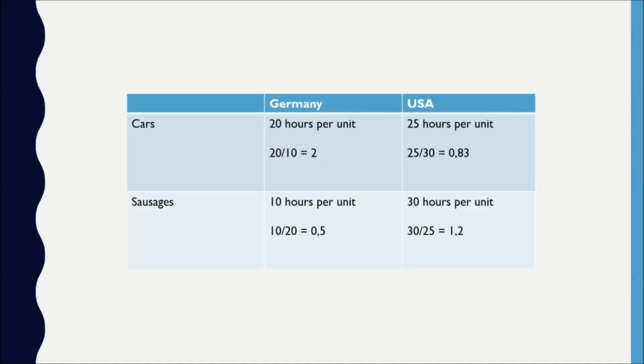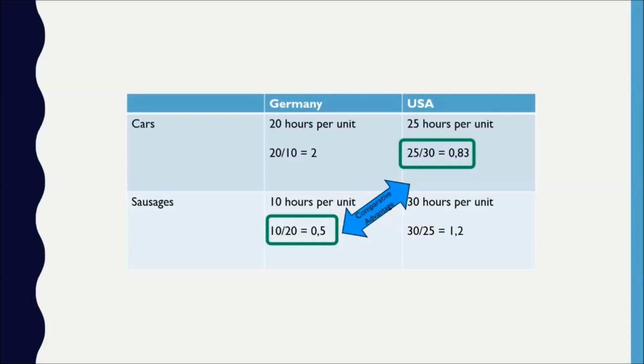For every good, we divide the amount of hours per unit for that good by the amount of hours per unit of the other good which the country could produce. The good with the smaller ratio is the good the country should be producing. In comparison with the other result of the country, it shows us the comparative advantage.